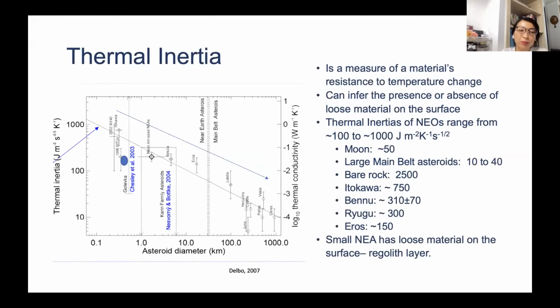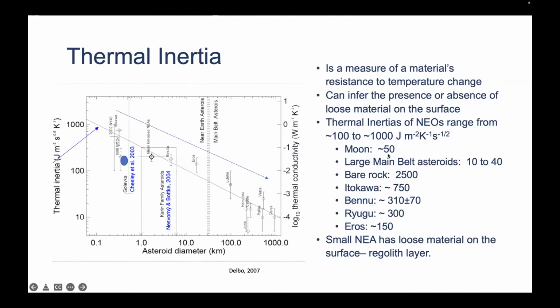Now, thermal inertia is a very useful measurement of a material's resistance to temperature change. We can use this information to infer the presence or absence of loose material on the surface. The moon has 50, large main belt asteroids 10 to 50. Bare hard rock is very high. Itokawa is this number. Bennu and Ryugu are very similar, around 300. Eros is 150. Moon is 50.